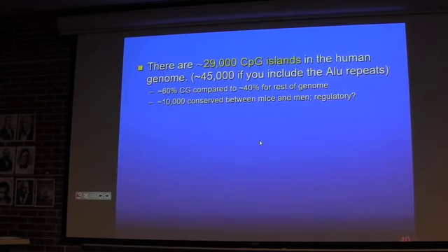There are 29,000 CpG islands in the human genome. Of course, some of these, the transposon leftovers, the ALU repeats, have CpG islands also. Of course, they're shut down all the time and they're heavily methylated. 10,000 are conserved between mice and men. Are they regulatory? We're just beginning to appreciate their value and their role in regulation.